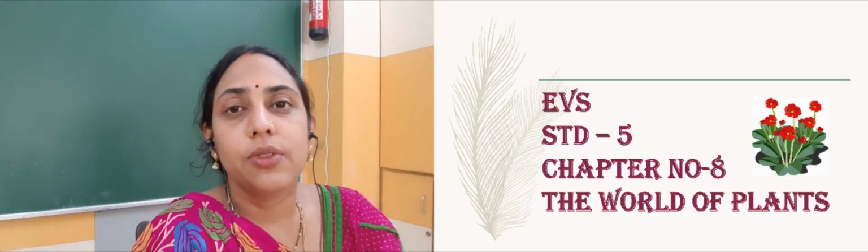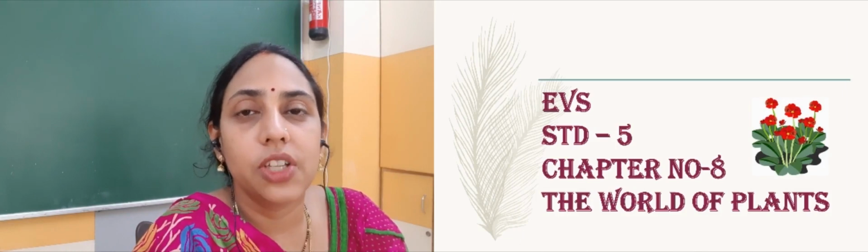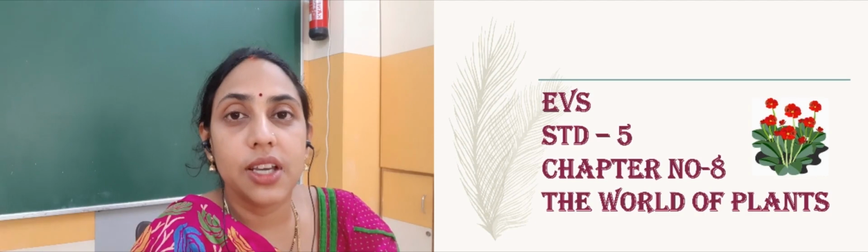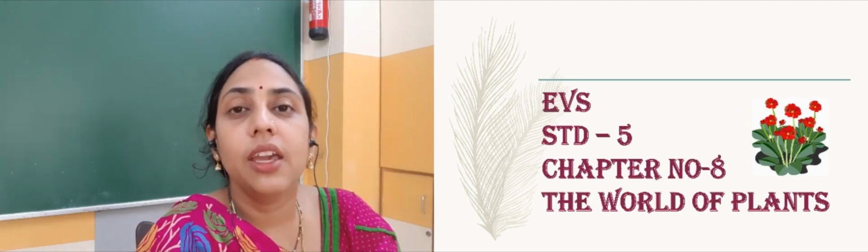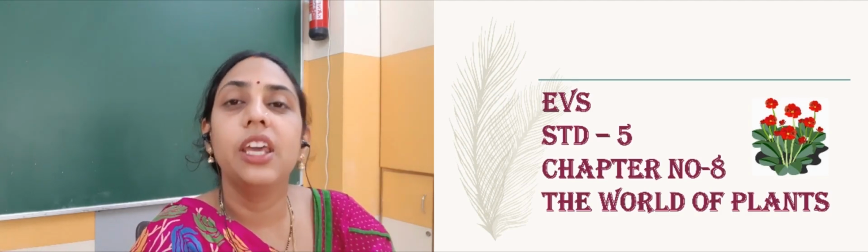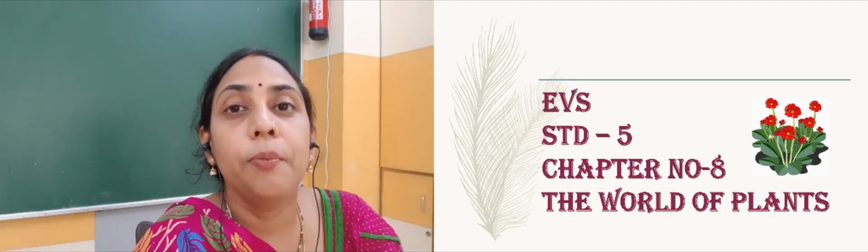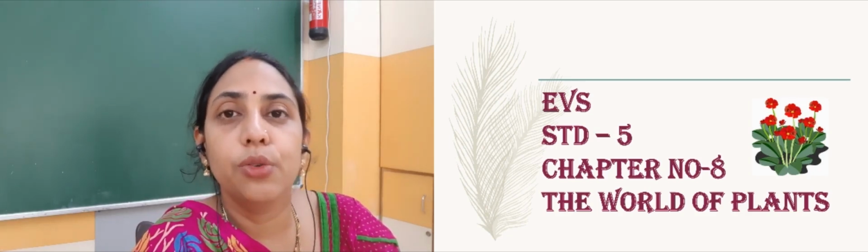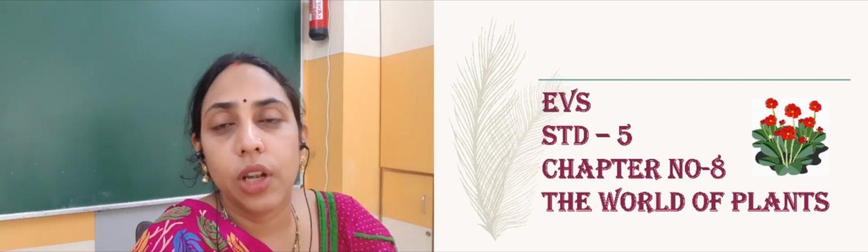In our last class, we were discussing chapter number 8, the world of plants, where we discussed how different plants multiply and reproduce. We know some plants reproduce through seeds, some through spores, and some through vegetative parts, that means through roots, stem, leaves and all, right?